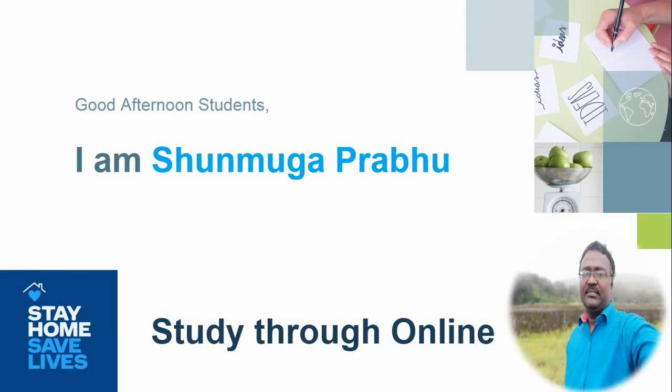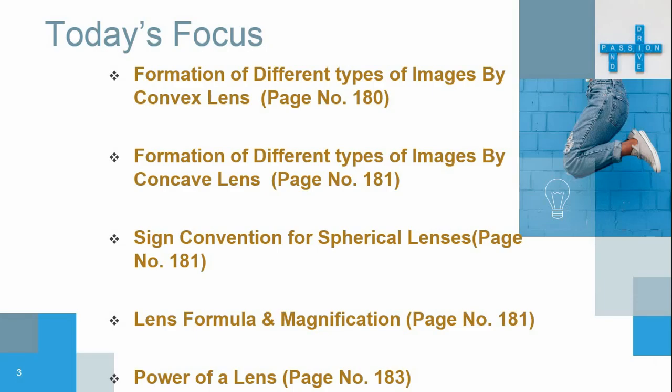Good afternoon, students. Today we shall discuss 5 different topics. The topics are formation of different types of images by convex and concave lens. After that, we shall discuss sign convention for spherical lenses, then lens formula and magnification of lens. Finally, we shall discuss power of a lens.